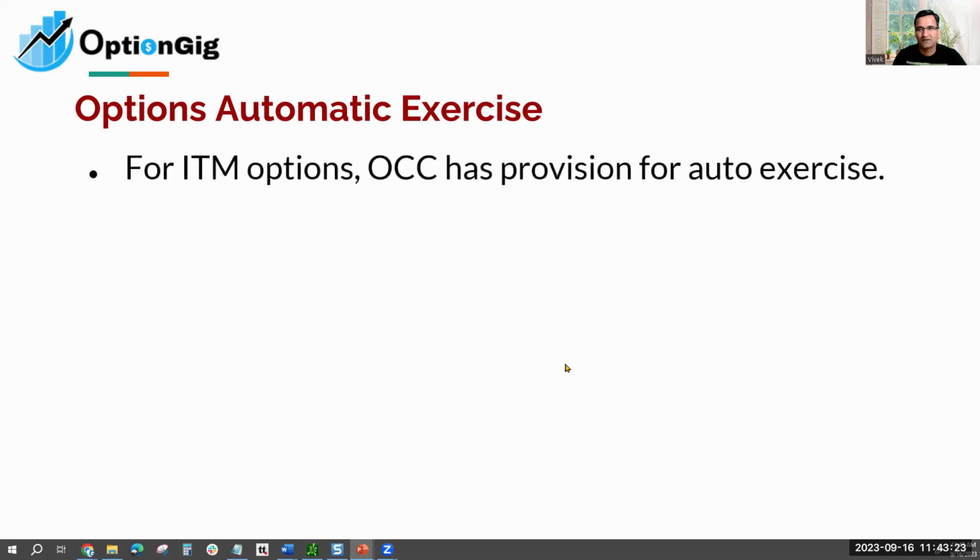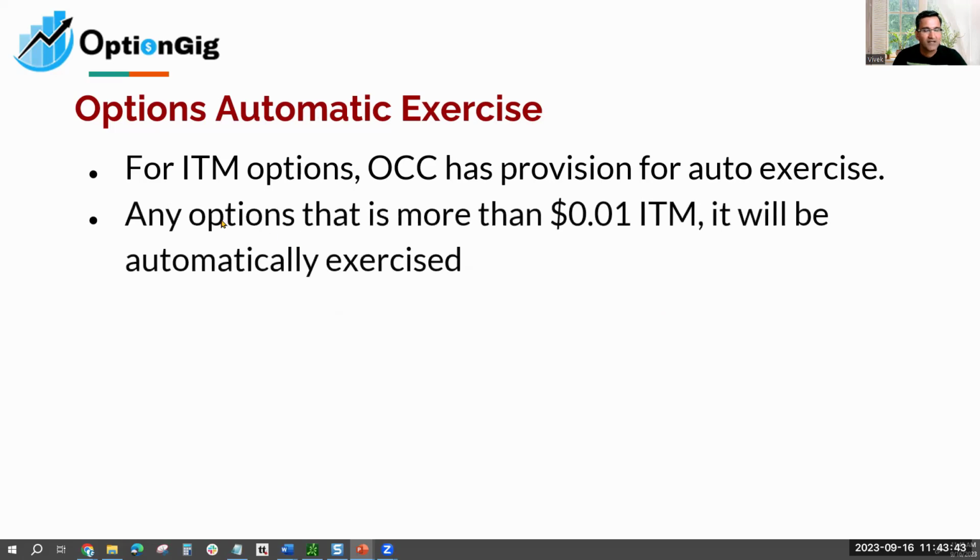Now, I talked about that if you're an option buyer, you can initiate the exercise process, or in this case, there is an automatic exercise, right? Now, for in the money options after the expiration date has passed, OCC has a provision for auto exercise. Any option that is more than 1 cent in the money will be automatically exercised.